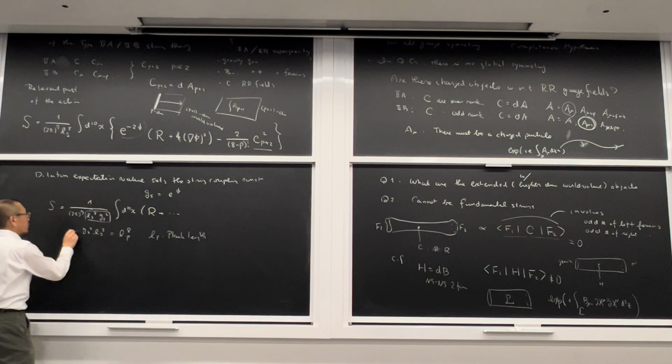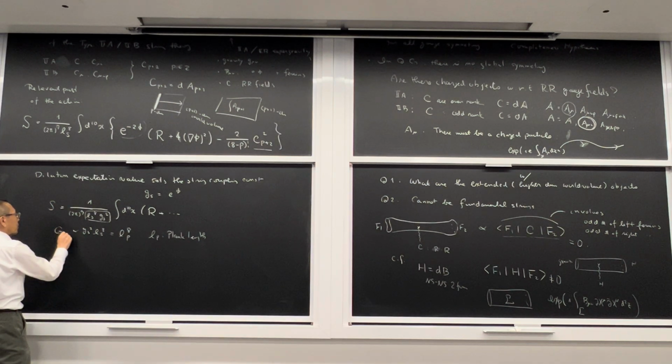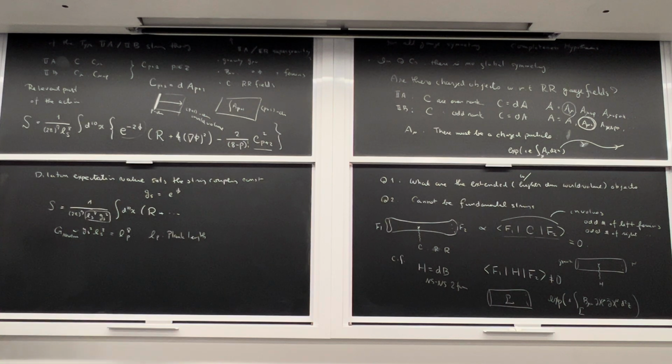And then this is also proportional to the 10-dimensional Newton coupling. So if you look at the Einstein-Hilbert action, the Einstein-Hilbert term is multiplied by the inverse of the Newton coupling constant. And in 10 dimensions, the Newton coupling constant is the 8th power of the Planck length, which is proportional to the string length LS and the 4th power of the string coupling constant. So this is probably the more natural way of writing it.